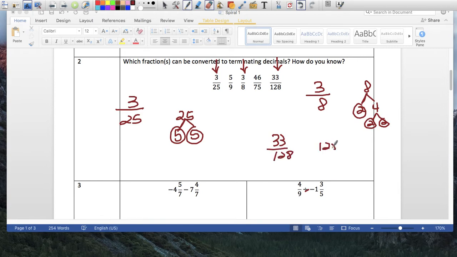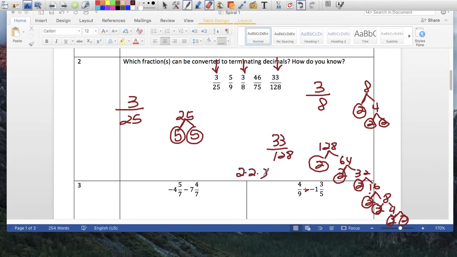If you break up 128, do the tree diagram, 2 and 64, 2 and 32, 2 and 16, 2 and 8, 2 and 4, and then 2 and 2. So if I circle all these 2s, the prime factorization of 128 is just 2 times 2 times 2 and so on, 7 twos. They're all 2s. And the 25, they were all 5s, and the 8 was all 2s.